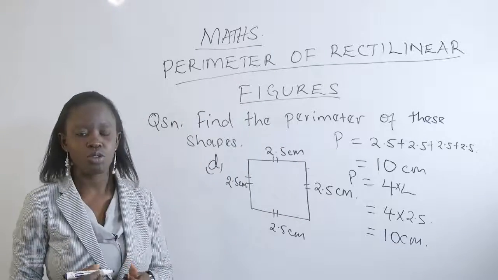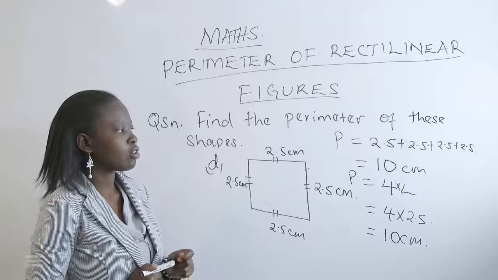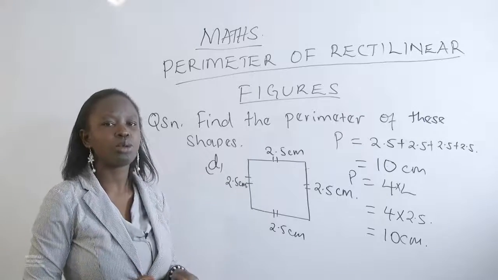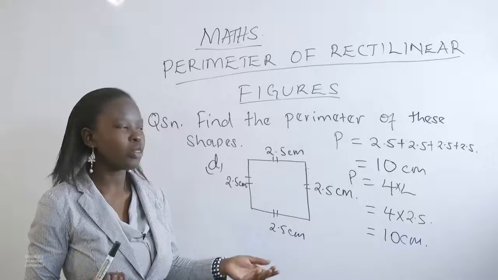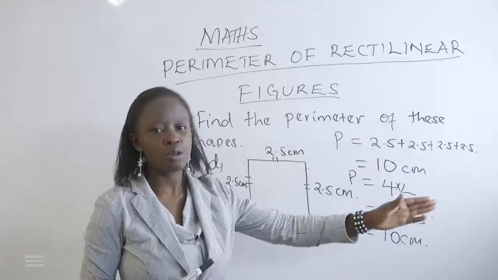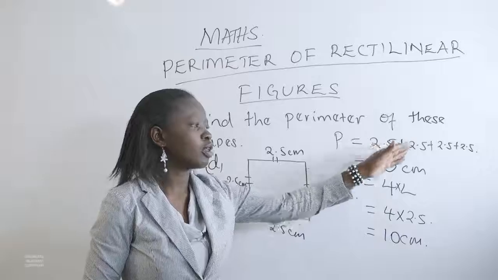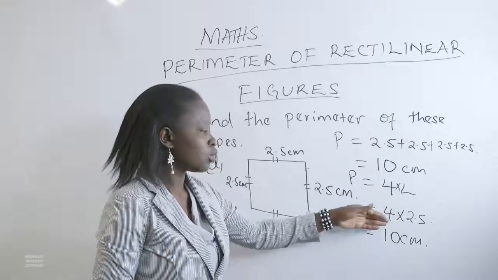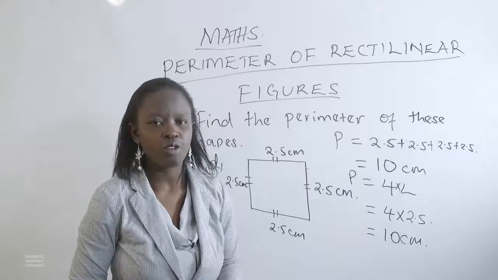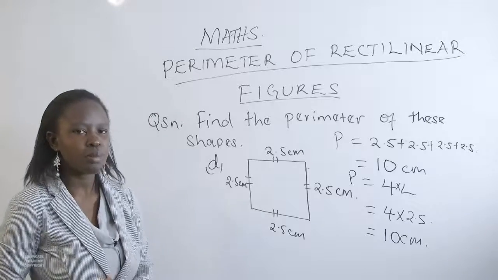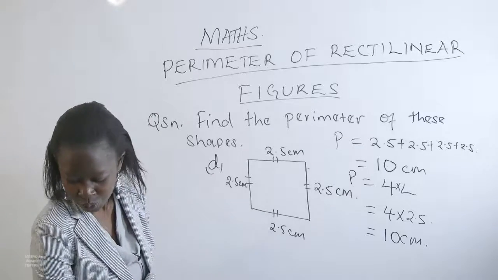So we have the two options, that you can either just decide to go through the addition, but we all know that repeated addition simply means multiplication. So instead of going through the repeated addition, you can have the option of multiplying the length by 4.